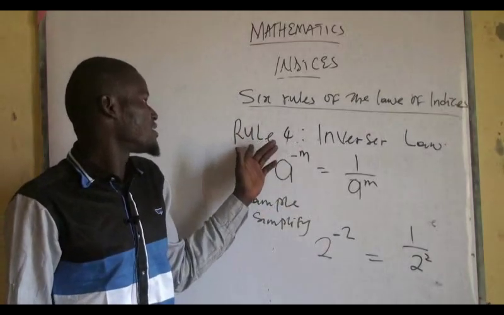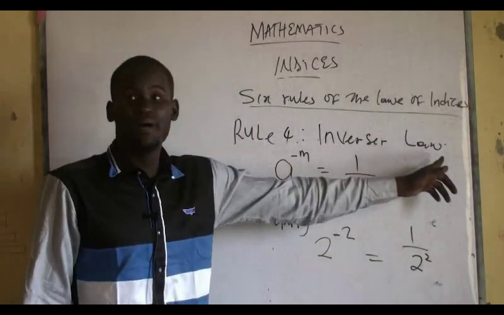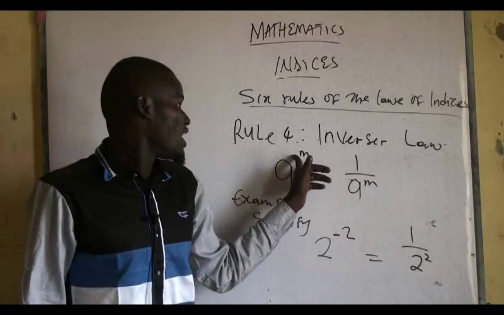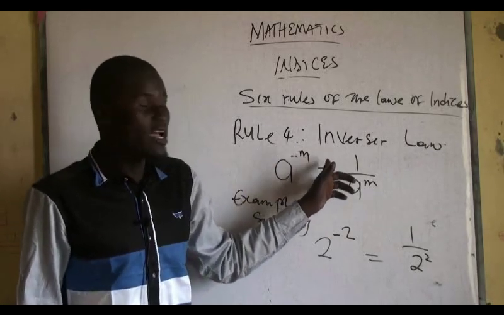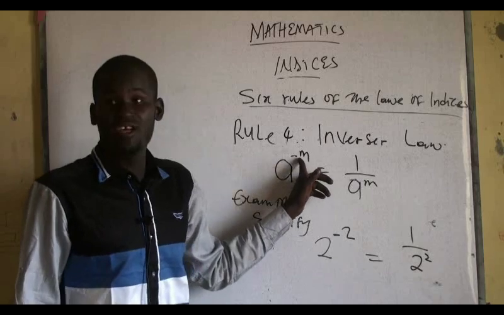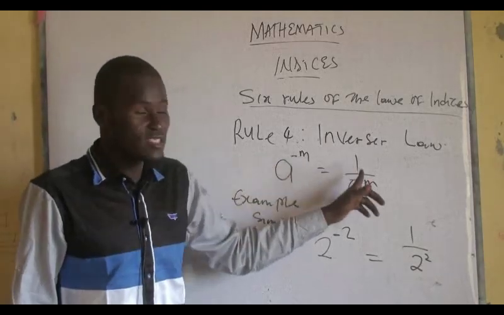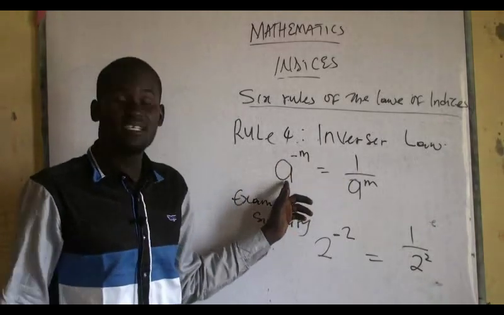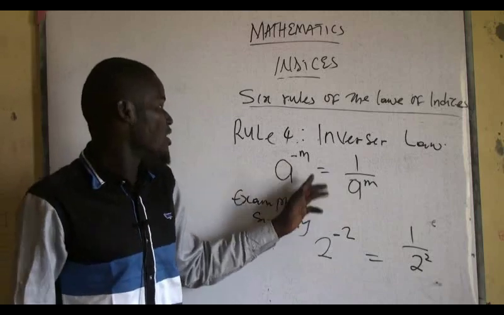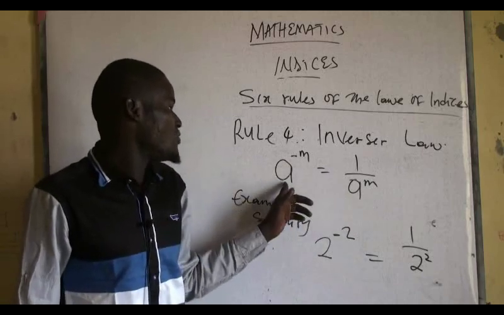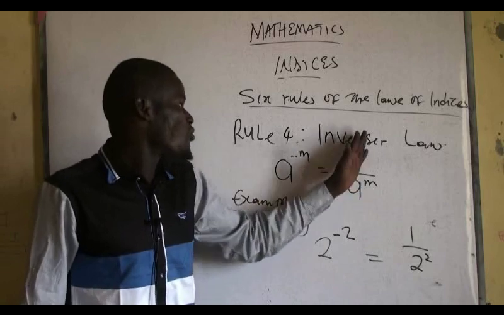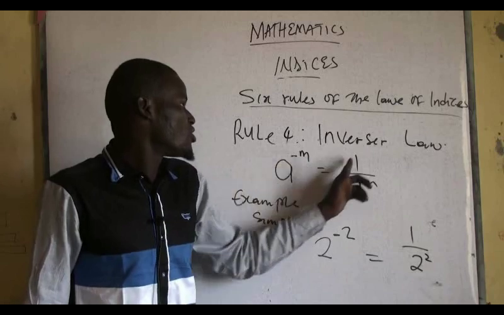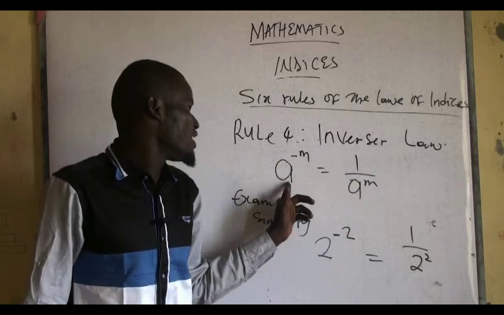So our next rule is Rule 4, which is the inverse law. This inverse law is dealing with a raised power of minus m. So the power is carrying a minus. This is called an inverse law. Whenever you see a raised power of minus m, where a is any number and m can be any number, you are going to take the base. Since our base here is a, you are going to say 1 all over a raised power of m. This minus is the same thing as 1 all over a raised power of m.